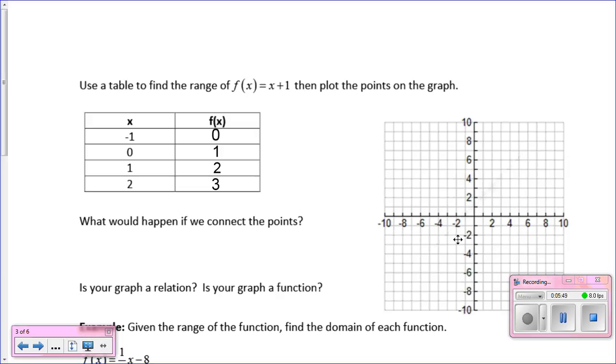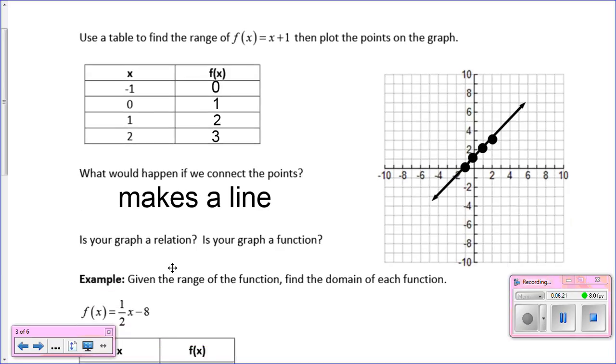So I'm going to put them on this graph. So I've got -1 comma 0, which is right here. Oh, no, I didn't want that to happen yet. So it's right here. 0, 1 is right here. 1, 2 is right here. And 2, 3 is right here. Now what happens if we connect the points? They actually make a line.